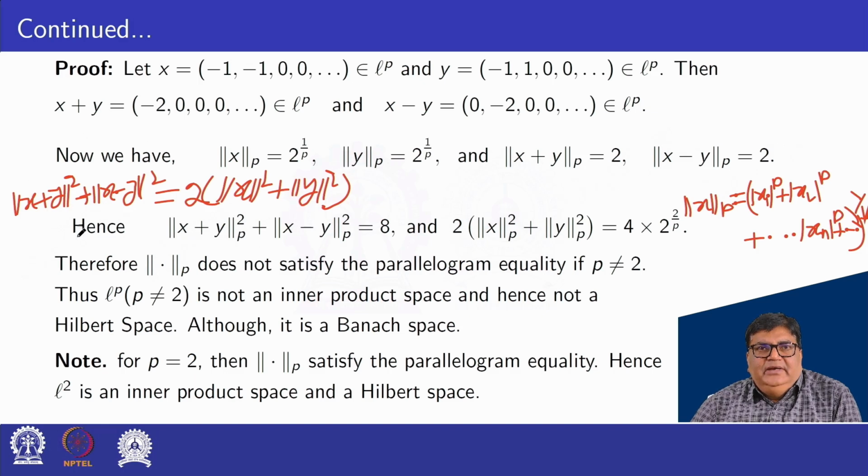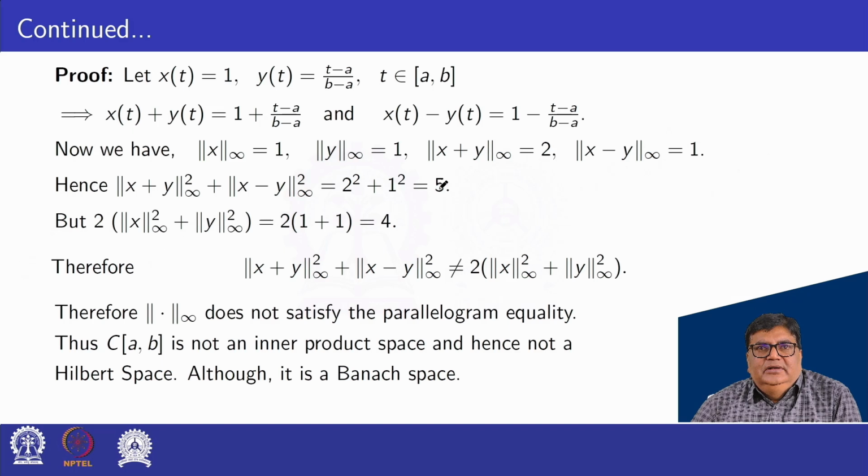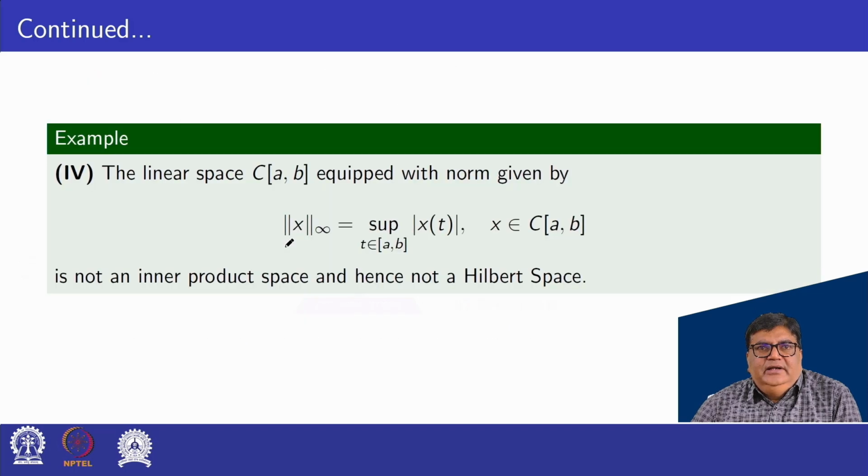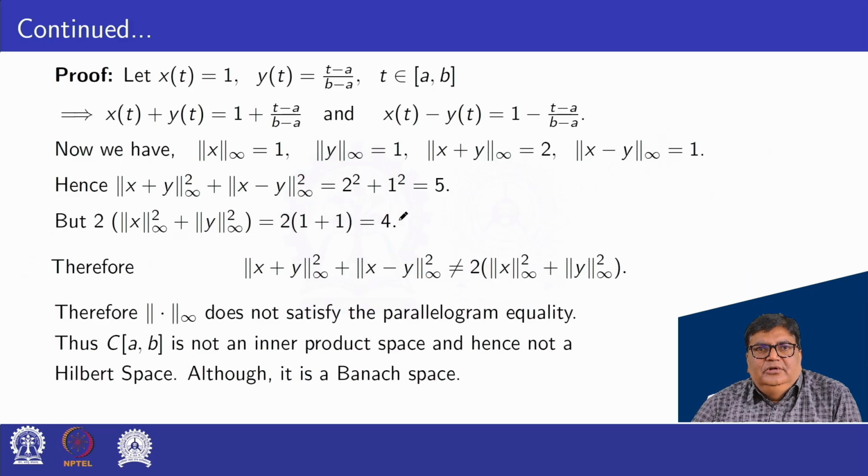So the left hand side is 5 and the right hand side of the parallelogram law is 4. Therefore, the left hand side is not equal to the right hand side of the parallelogram law. Therefore, the infinity norm does not satisfy the parallelogram equality, thus C[a, b] is not an inner product space and hence not a Hilbert space, although it is a Banach space.